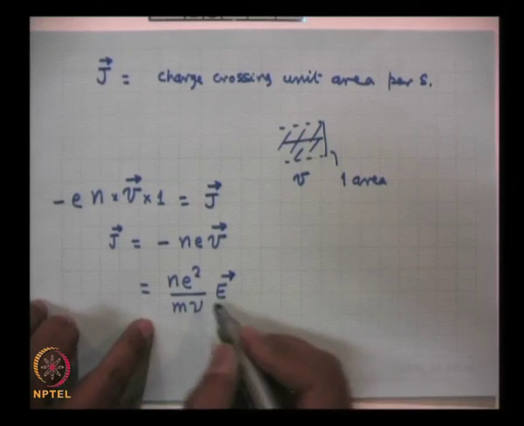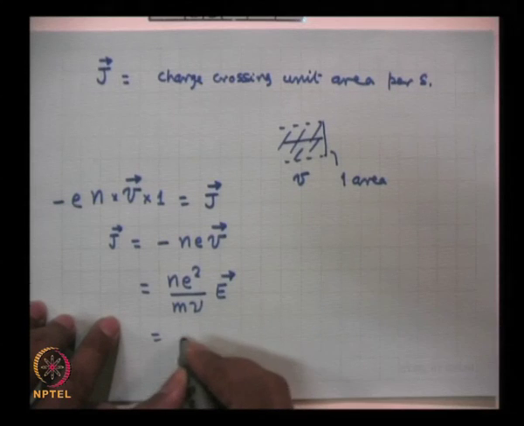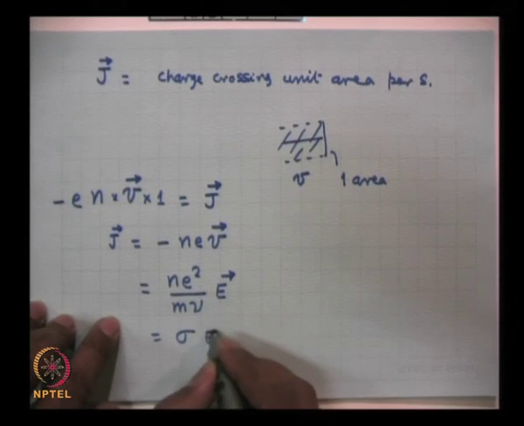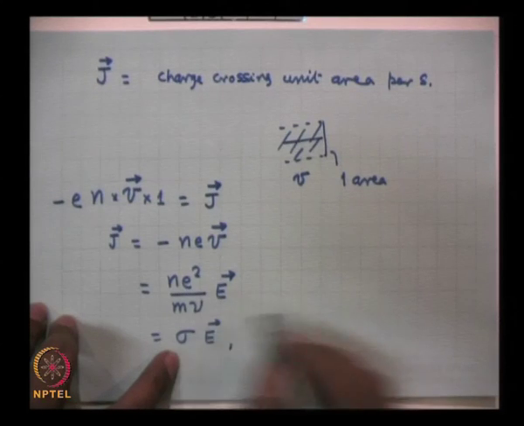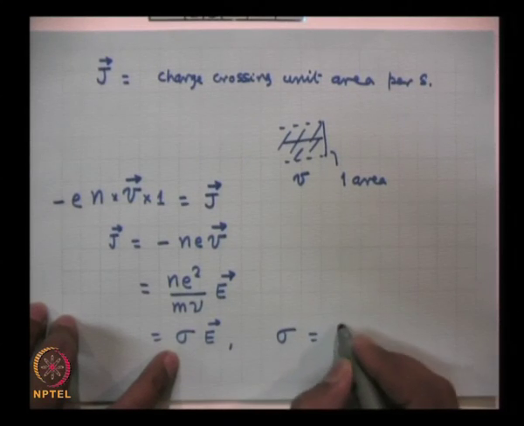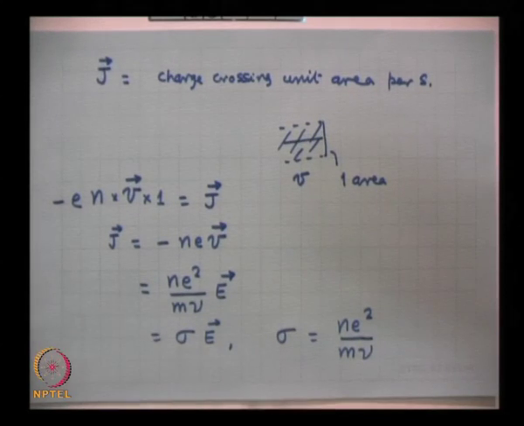People write the J-E relationship in terms of a quantity called sigma. This sigma is called the conductivity. Just look at this: sigma is equal to n e square upon m nu. So, the conductivity is inversely proportional to collision frequency.